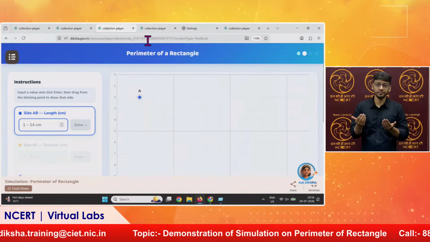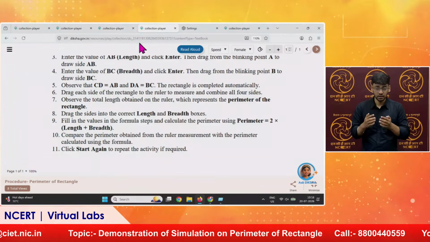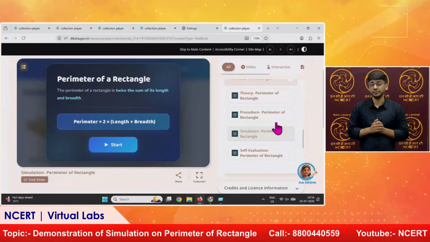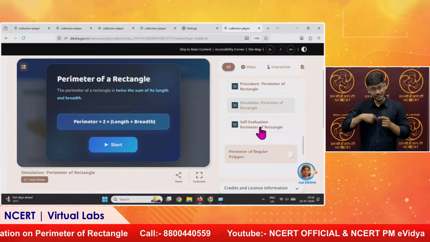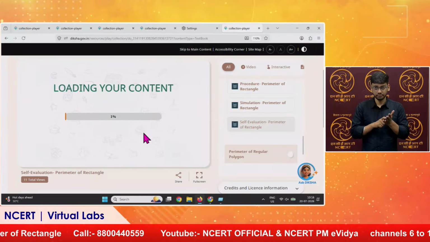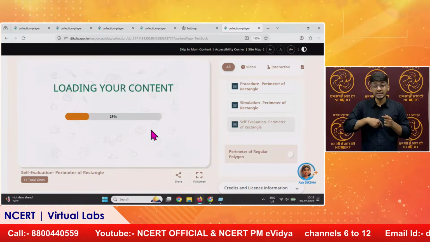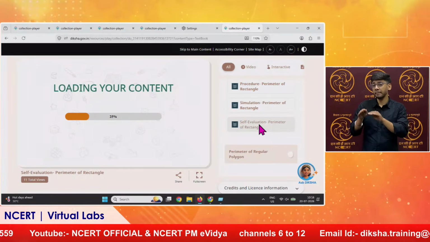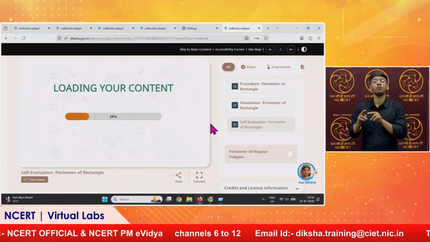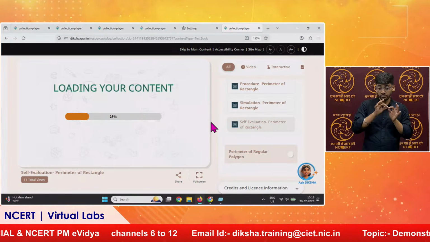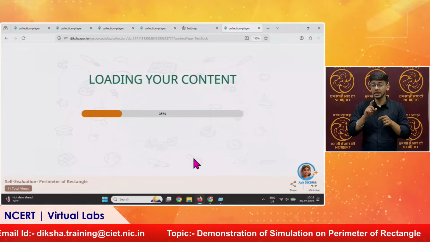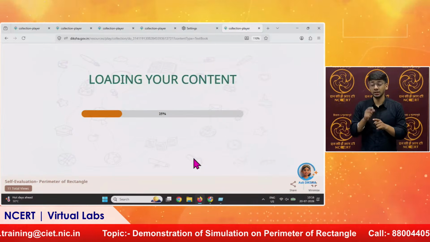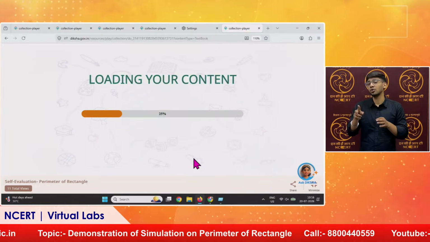Now the next part is the self-evaluation part. This way the final and the most important part is the self-evaluation part. So here we have to click and we can explore the self-evaluation part. This is based on the topic only, perimeter of rectangle. Here we are going to see that there are 10 questions, and we can attempt each question only once. If we attempt and the answer is incorrect, then there is no second chance to attempt the question again.